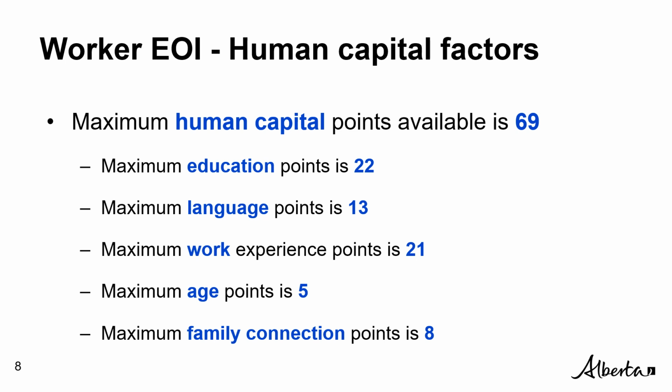Education. The maximum number of education points available is 22. You can receive up to 12 points for the highest level of education completed. If your highest level of education was completed outside of Canada, you may only claim points based on the outcome of your education credential assessment. If your highest level of education was completed in Alberta or Canada, you are eligible for up to 10 additional points. Language. The maximum number of language points available is 13.